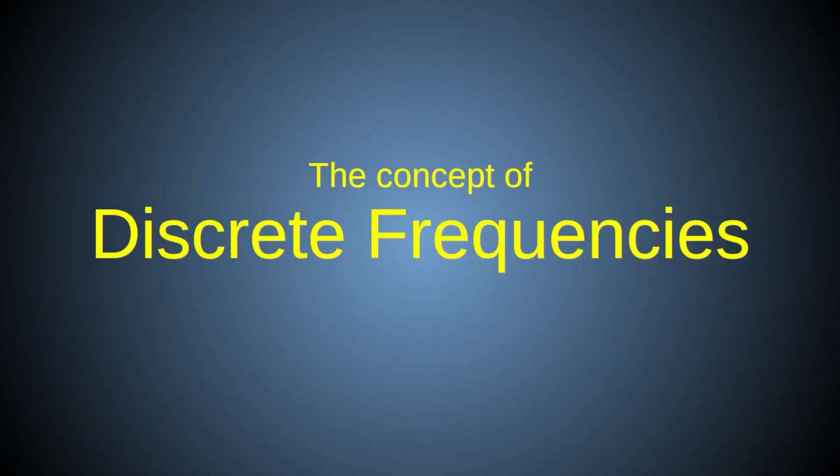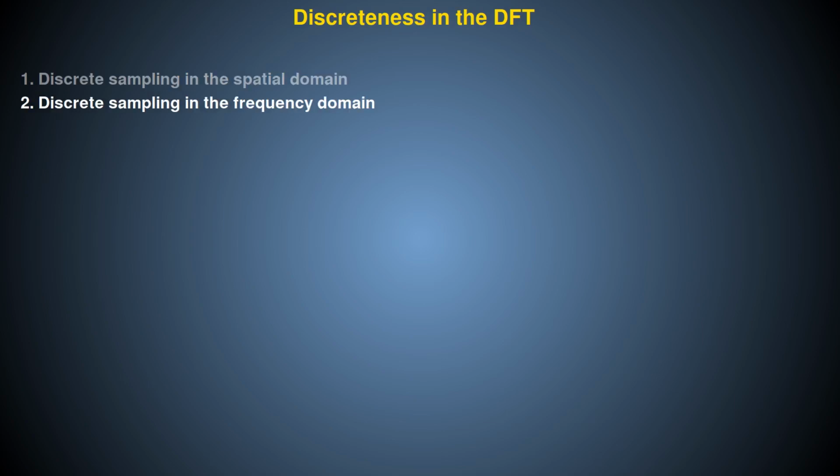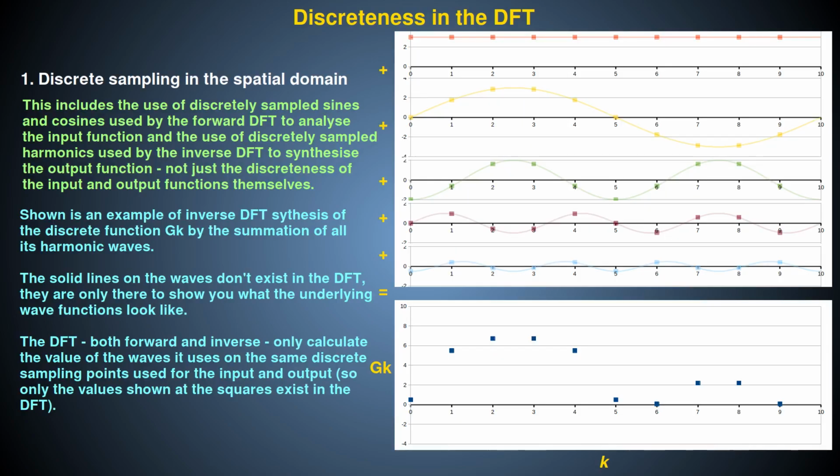There are two aspects to the discreteness of the discrete Fourier transform, or DFT. The first is discreteness in the spatial domain, and the second is discreteness in the frequency domain. I explained the spatial domain discreteness in the previous video, that the input signal and all the sinusoids are only known or calculated at discrete points in space over a total of n integer positions, those positions which I describe using the variable k being labeled from 0 to n-1.